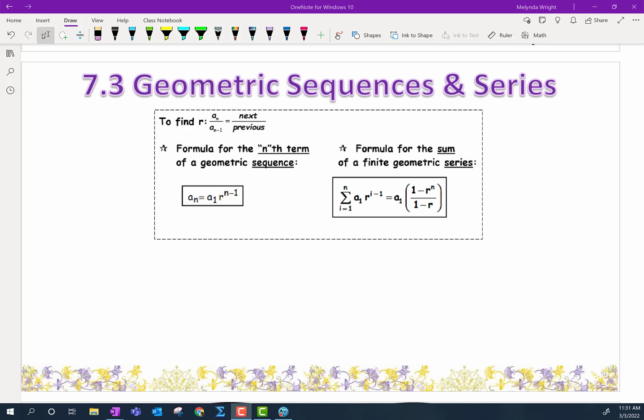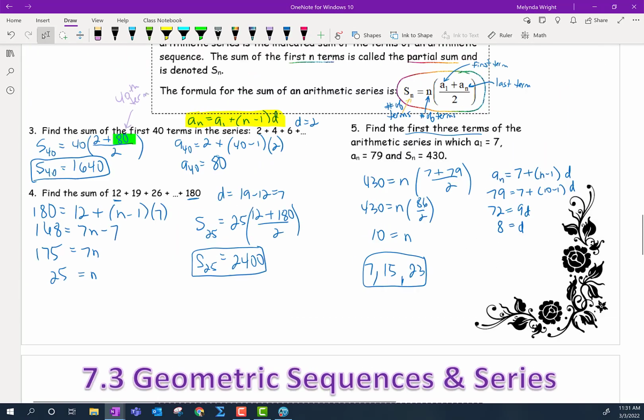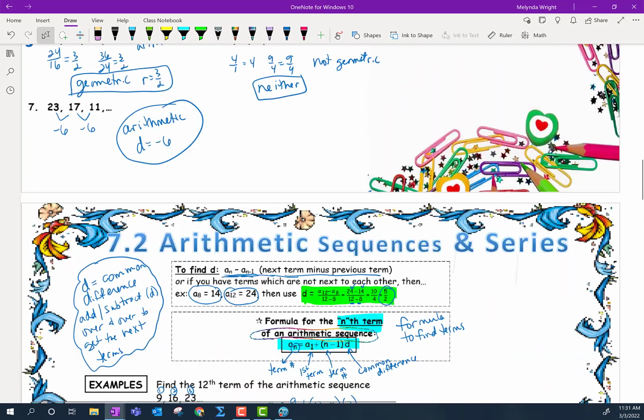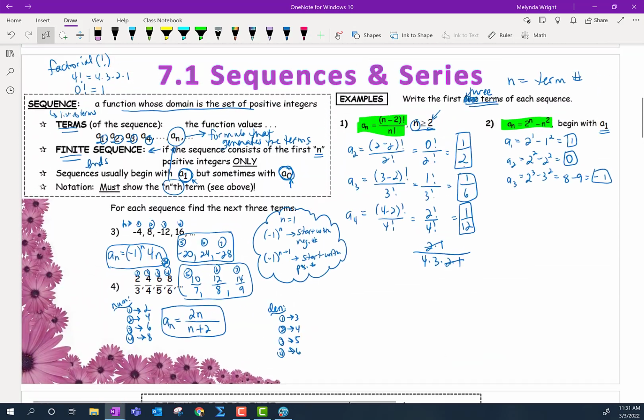All right, let's take a look at this lesson. We're going to be looking at geometric sequences and series. So let's review what we've done so far just to get a feel for what's going on.